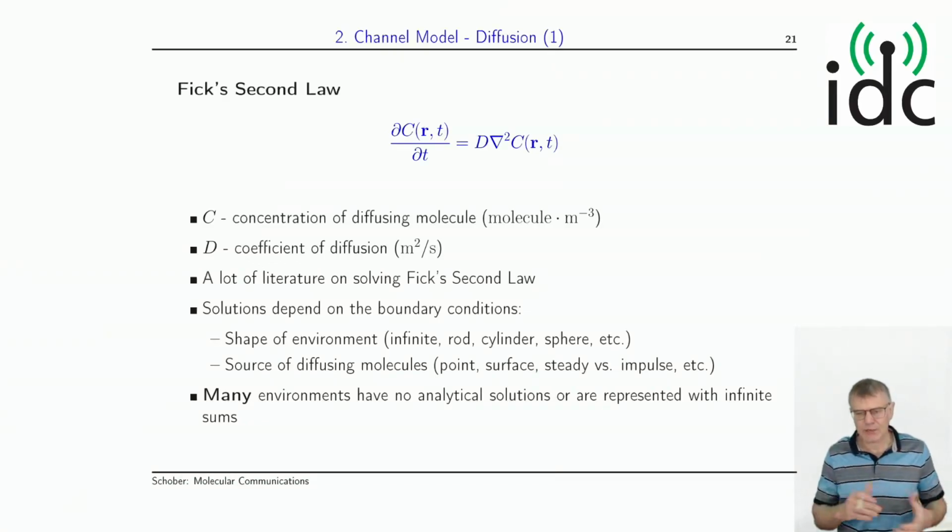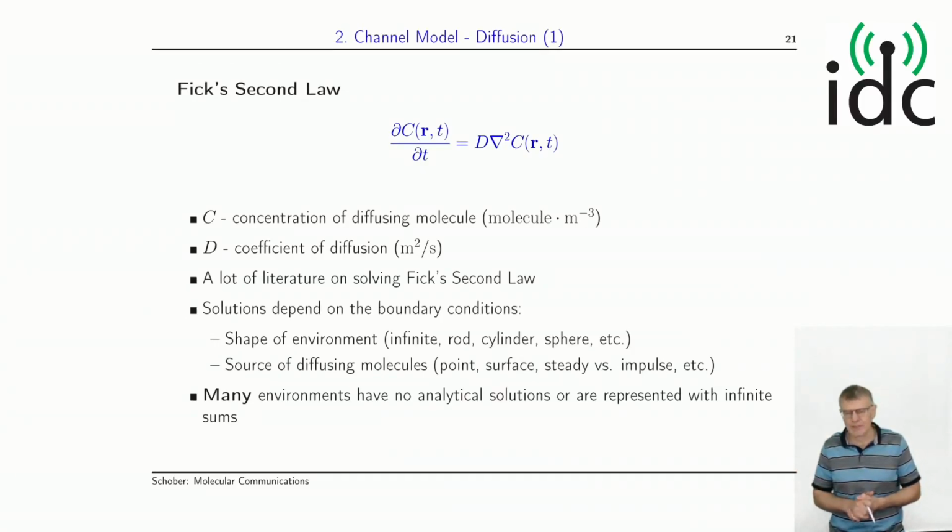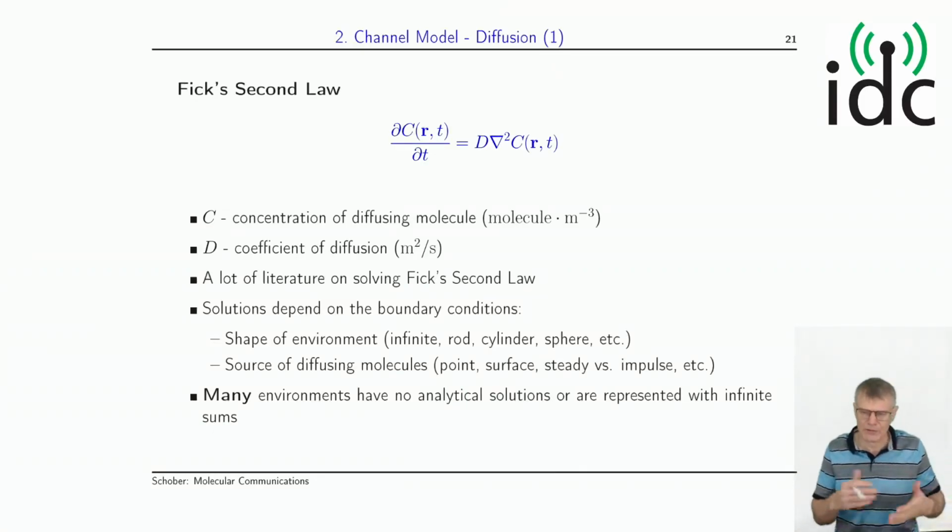Now, this is a partial differential equation, and it looks very simple, of course, but if you want to solve it actually for a given environment, it turns out that this can be quite challenging. And this is because the solution of this partial differential equation depends on the boundary conditions and the initial conditions of your environment. So the equation that you will get for the concentration of the molecules at a certain point in time and space will depend on the shape of the environment, right? So whether you are inside a blood vessel, so you have a tube or rod-shaped environment, or inside a cell, which can maybe be modeled with a sphere, or you have an unbounded environment.